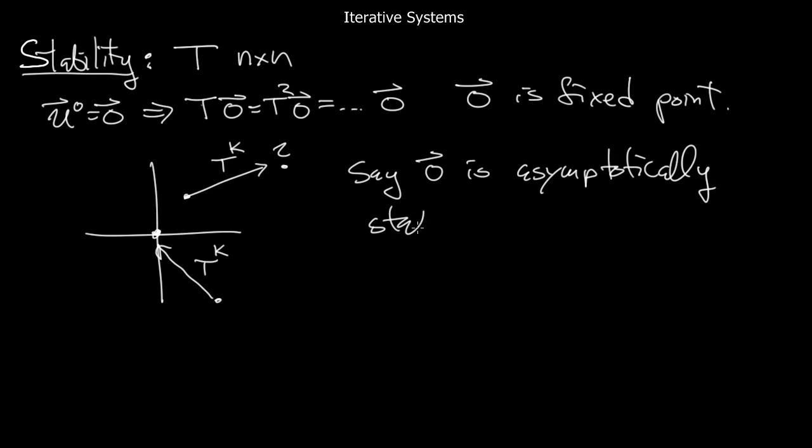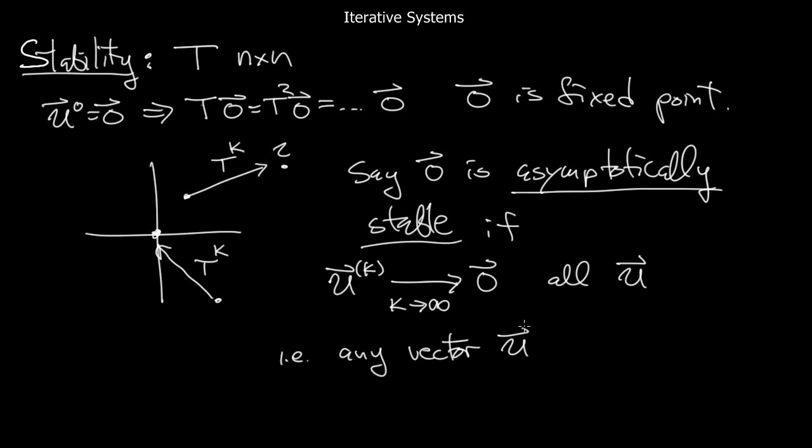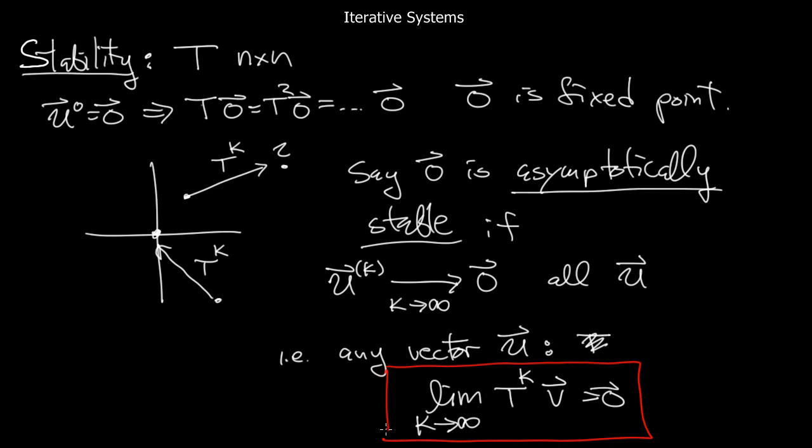And what we do is we say that this zero solution is asymptotically stable. Well, I think you know what I'm going to say here. It's asymptotically stable if when you take any other vector u, and you apply T to it repeatedly to get these u to the k's, they go back towards zero. That is to say, for any vector u in the vector space, if you take the limit as k goes to infinity of T to the k applied to that vector, you get the zero vector. That's the natural notion of asymptotically stable in the setting of iterative systems.